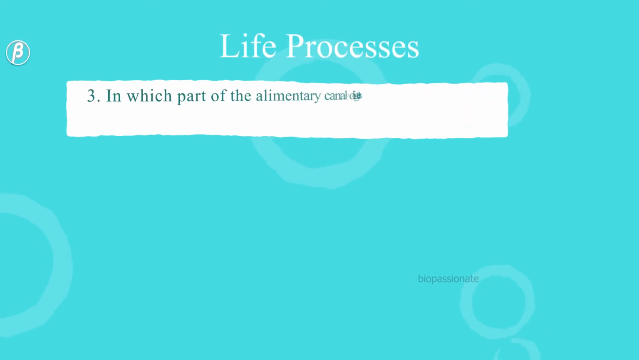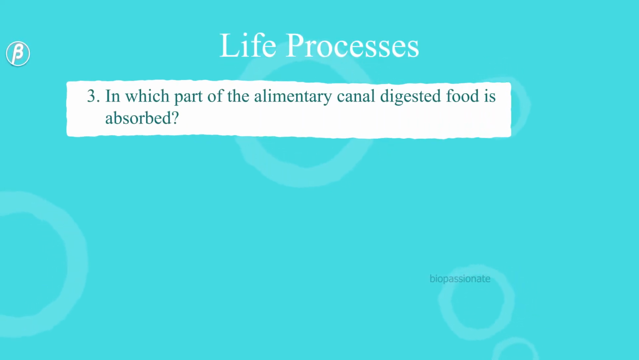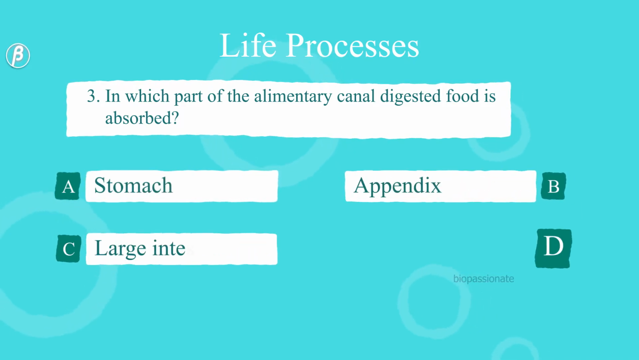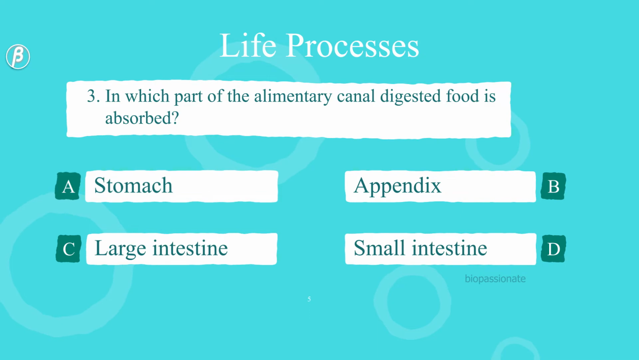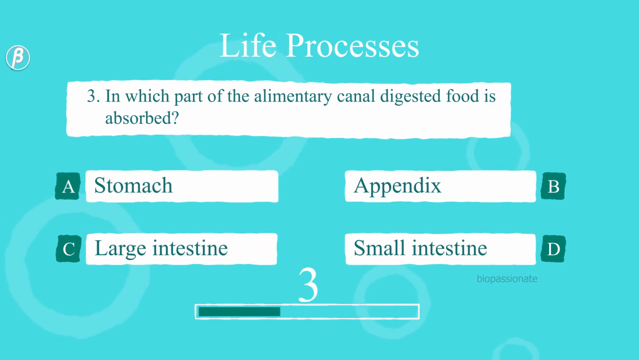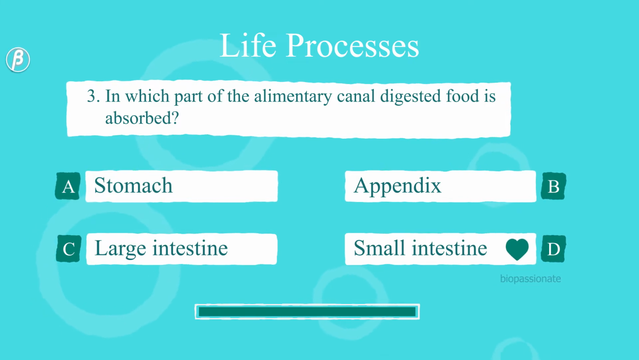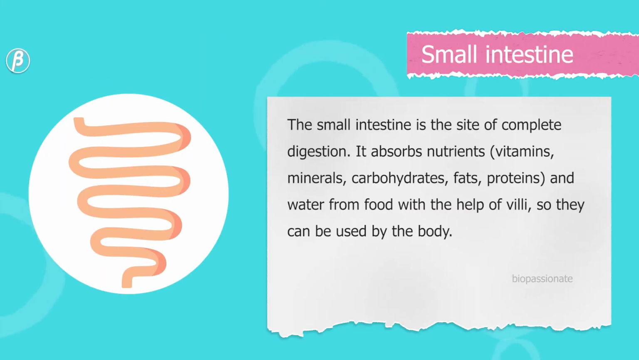In which part of the alimentary canal is digested food absorbed? Stomach, appendix, large intestine, small intestine. Small intestine. The small intestine is the site of complete digestion, where all the nutrients like carbohydrates, fats, proteins get digested completely. The small intestine absorbs nutrients and water from the food with the help of villi, so they can be used by the body.